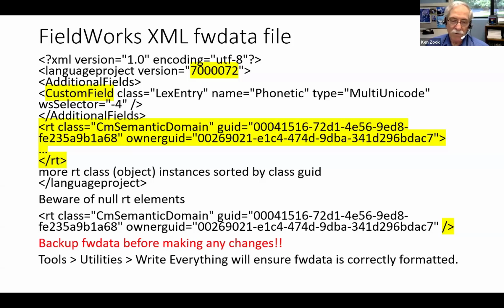And if you're ever going to modify the FWDATA file, you better make a backup first, because if anything goes wrong, you may not be able to open FLEx again. In FLEx, there's Tools, Utilities, Write Everything. That is a good way of cleaning up the FWDATA file. It writes everything out in a standard format, so that fixes up some problems that can occur.